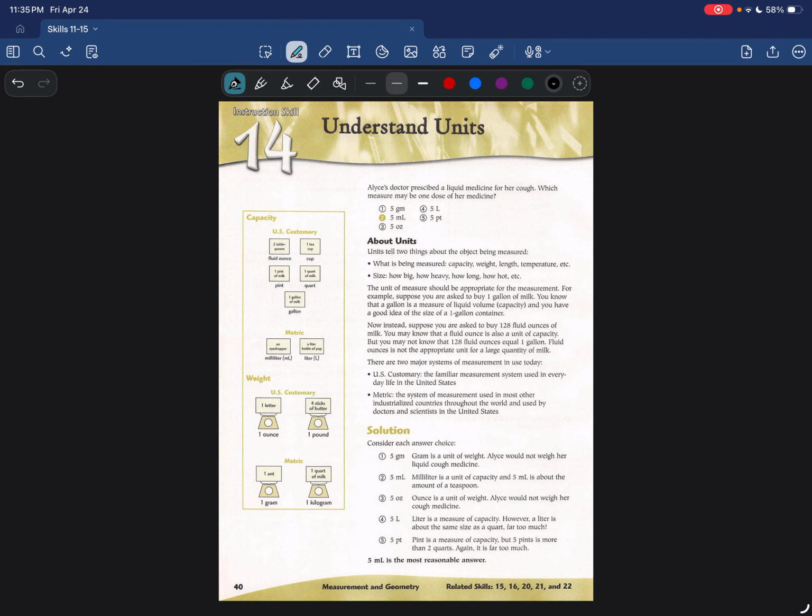Which lesson are we on? 14. Okay. Ladybug question is number 5. No, they say that it is a centimeter. I had a feeling I was missing that one. This is not the answer. It is number 2. I knew it was between a centimeter and a millimeter.